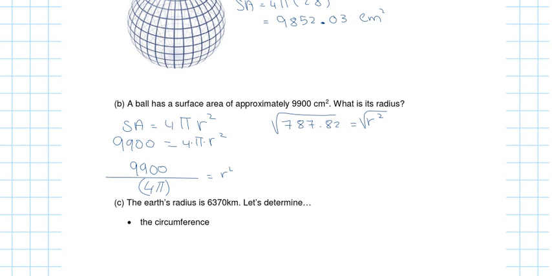What do we get? 28.1. And that is centimeter, right? Because that's the radius, and my area is centimeter squared, so my unit has to be centimeter. Centimeters squared or just centimeters? Just centimeters, because it's a dimension. It's the measurement of my radius. The area would be squared.